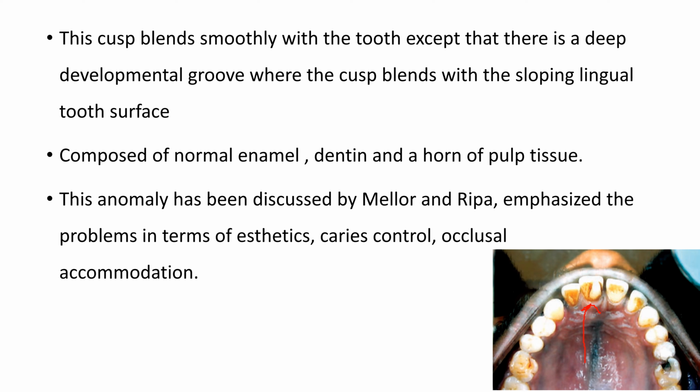This talon cusp blends smoothly with the tooth except that there is a deep developmental groove where the cusp blends with the sloping lingual tooth surface. Generally, this cusp blends smoothly. In the clinical picture, you see an arrow mark showing the talon cusp which blends on the lingual surface of the maxillary anterior tooth. It is composed of normal enamel, normal dentine, and a horn of pulp tissue.